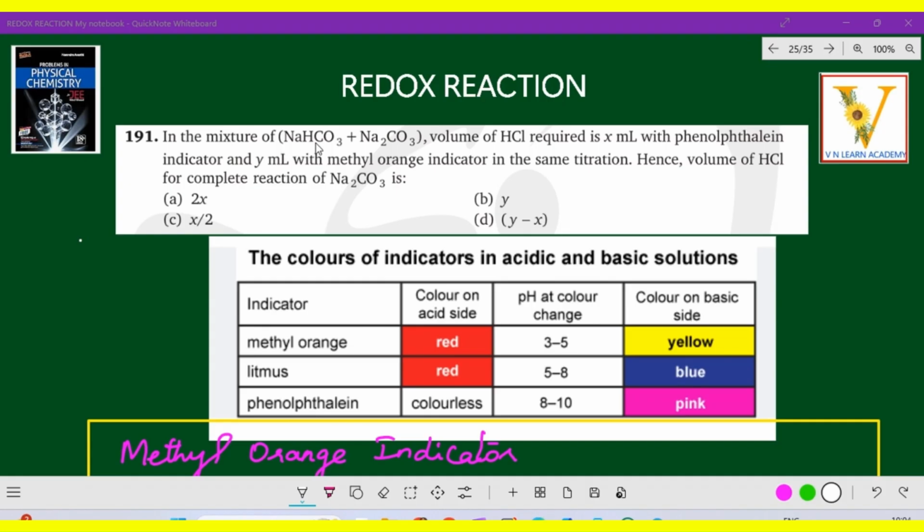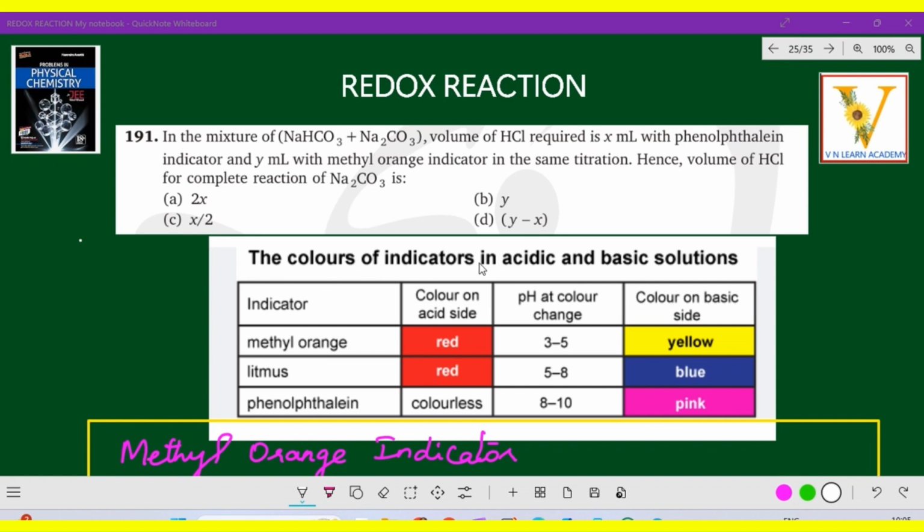In a mixture of sodium bicarbonate and sodium carbonate, the volume of HCl required is X ml with the phenolphthalein indicator and Y ml with the methyl orange indicator in the same titration. Hence, find the volume for complete reaction of Na2CO3. Okay, this is actually an interesting question. Before going to solve, let us note down some important points.